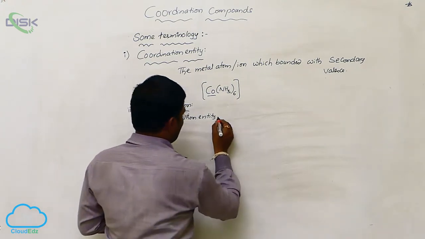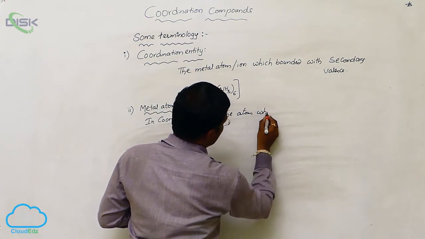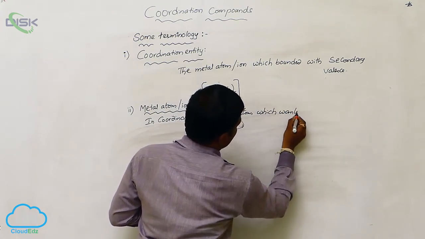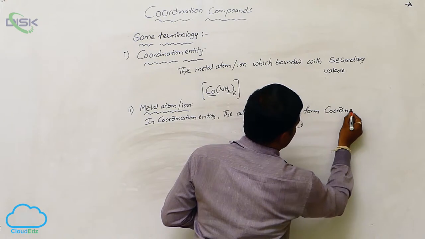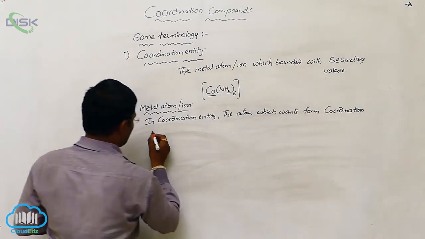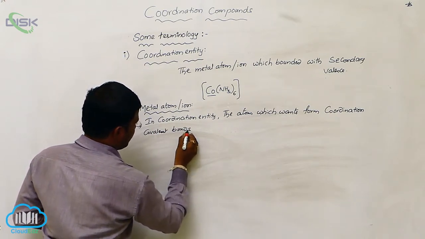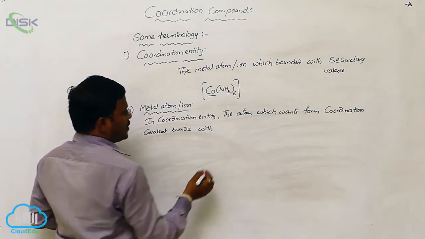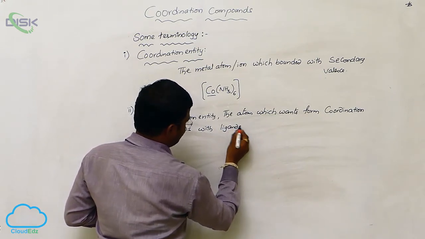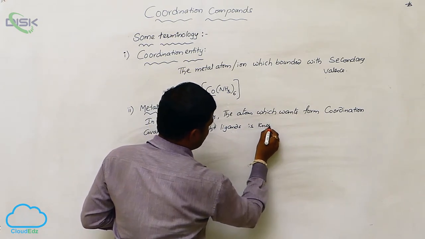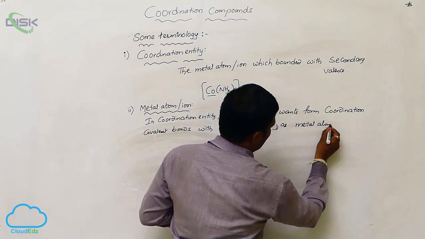In coordination entity, the atom which wants to form coordination covalent bonds with secondary valence, that means ligands, is known as metal atom or ion.